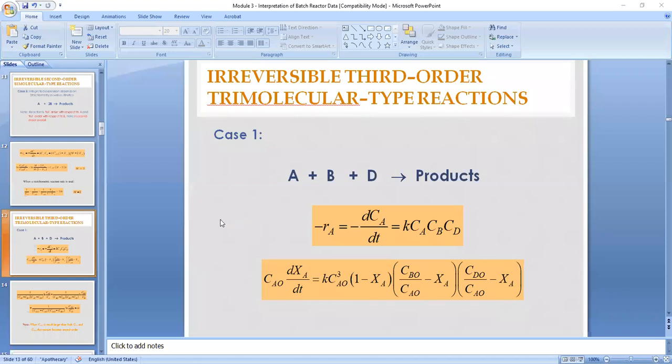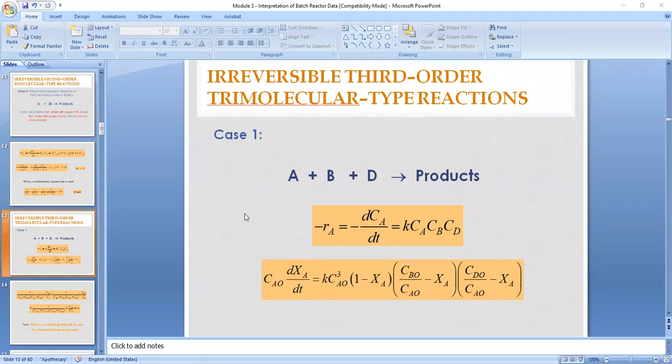Let's share it back again. So we are now on the third order, trimolecular. Some textbooks will call it termolecular type of reaction. Under this particular type of reaction, we also have three cases.